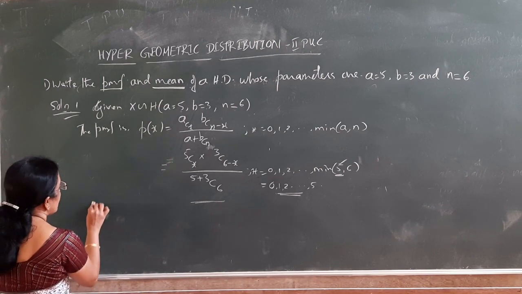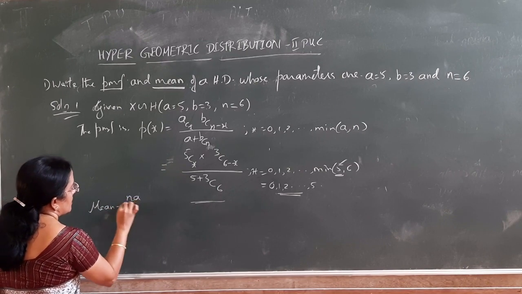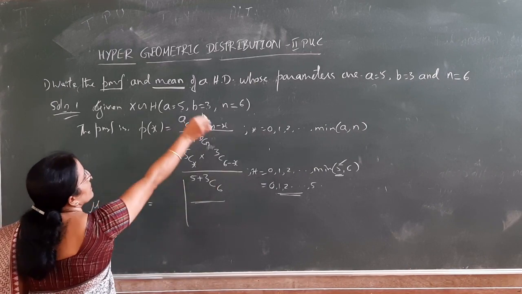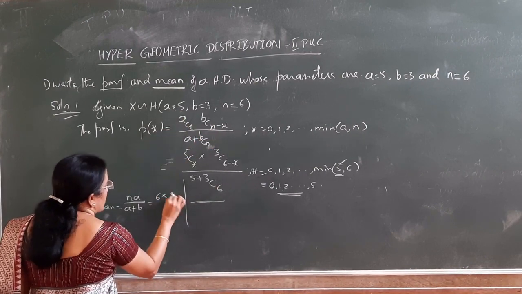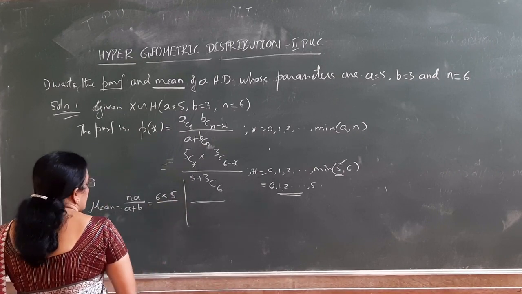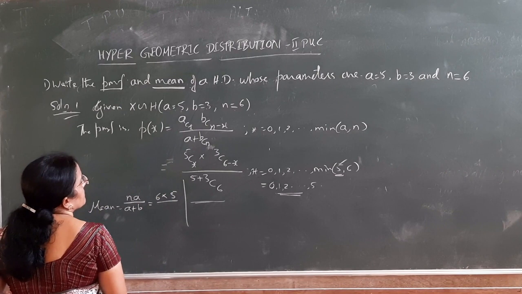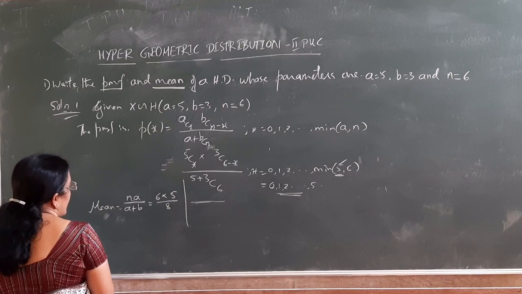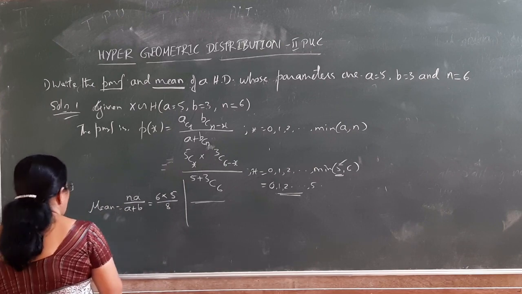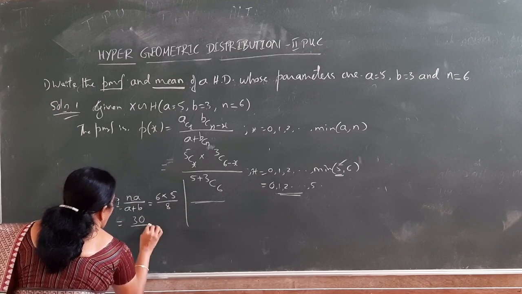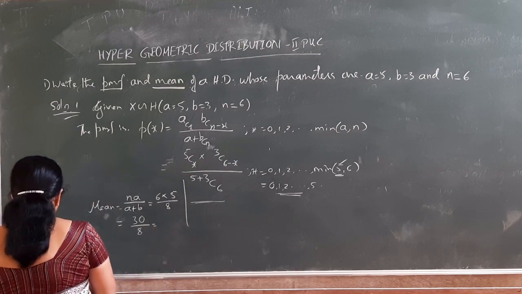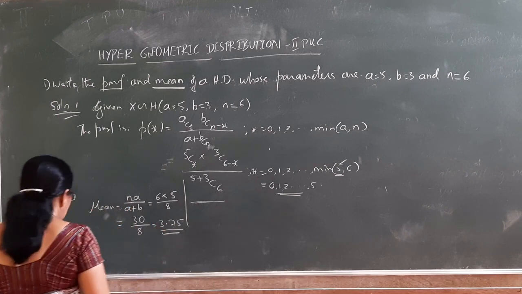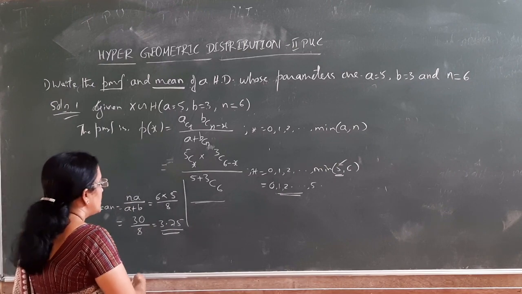Mean is asked. Mean equal to nA divided by A plus B. n is 6, A is 5, divided by A plus B, that is 5 plus 3, 8. That is 6 into 5, 30 divided by 8, which is equal to 30 divided by 8. The answer is 3.75.